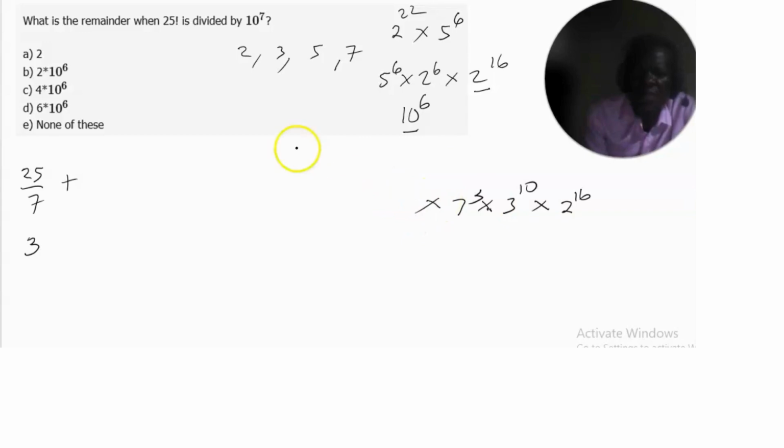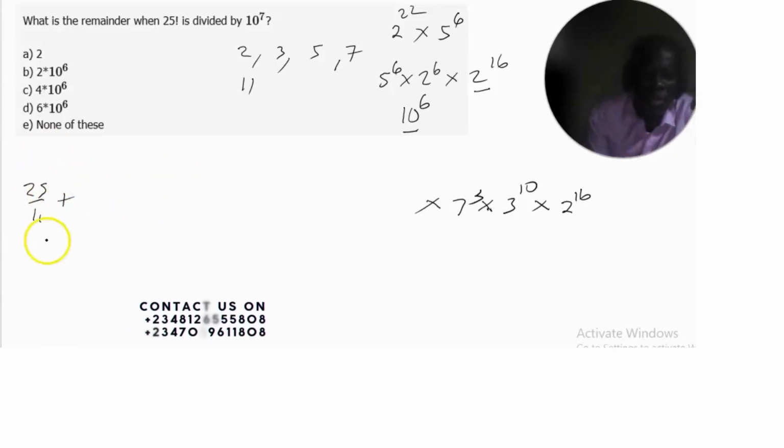Okay, times. So the next prime number will be 11. So we want to know how many 11s are in 25 factorial. That is 25 divided by 11, plus the next one will be 1, 2, 1. So we stop. So that will give us 2. So how many 11s in 25 factorial? That will be 2. So we have 11 squared.